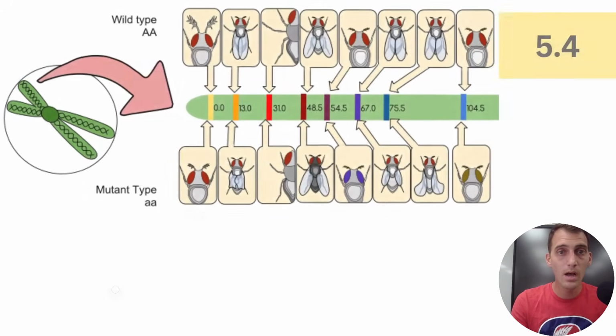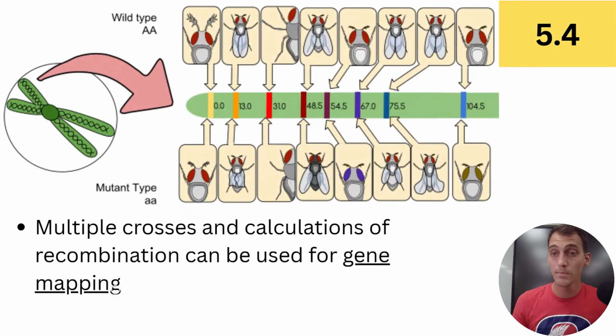All right, just to wrap this up here. Thomas Hunt Morgan and his team kept on doing all sorts of different crosses, and were able to essentially put together a map of a chromosome of a fruit fly, indicating how far apart and how close together particular genes are. If you do a bunch of these crosses over and over again and you determine recombination percentage, you can make a map of where these genes are on the chromosome.